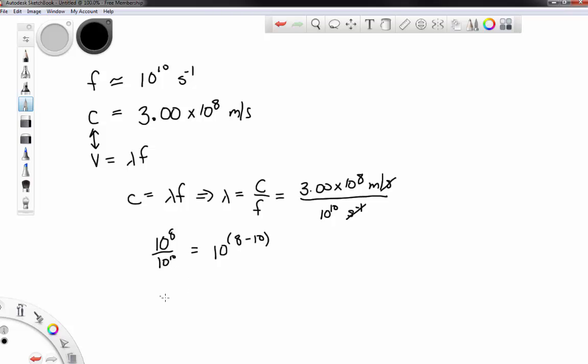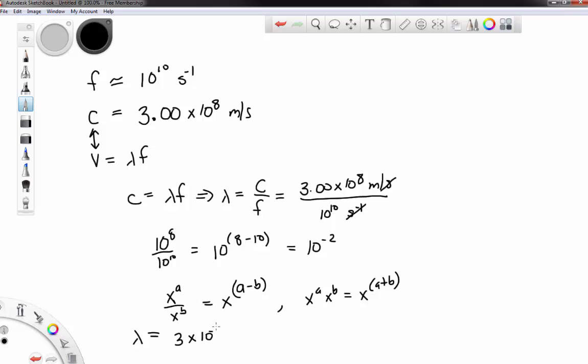So in general, if you have x to the a over x to the b, the answer is going to be x to the a minus b. And similarly, if you have x to the a times x to the b, that should be x to the a plus b. Okay, so this right here becomes 10 to the minus 2. So the wavelength, therefore, is approximately 3 times 10 to the minus 2 meters, or 3 centimeters.